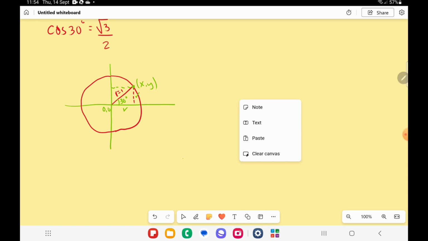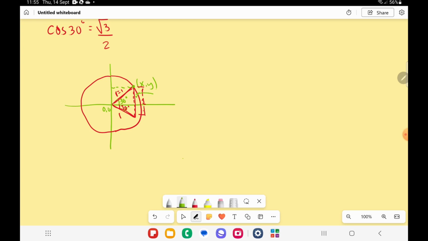Now if I draw a similar triangle below the original triangle, which is also a 30 degrees angle. This is also 1. And since we know the radius is 1, and since this triangle is an equilateral triangle, we can say that this side is also 1. So this half of 1 is 1 half.